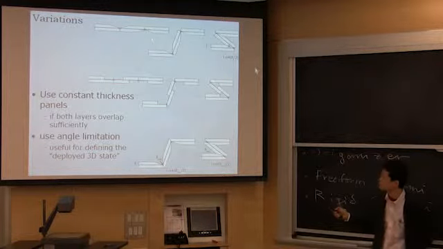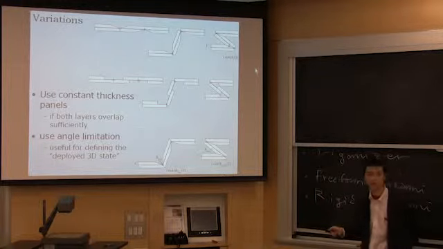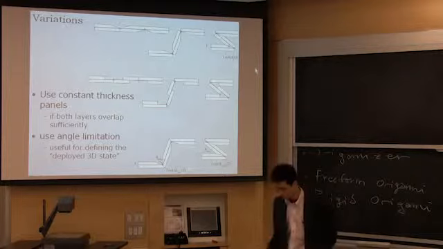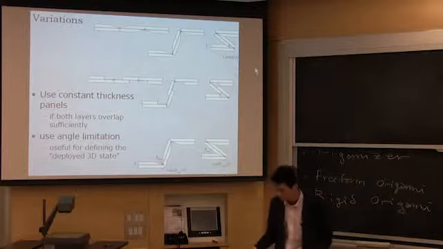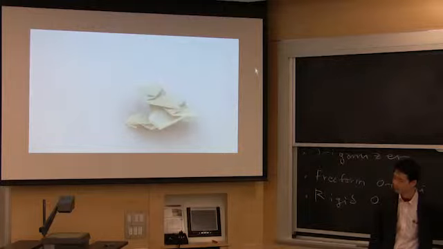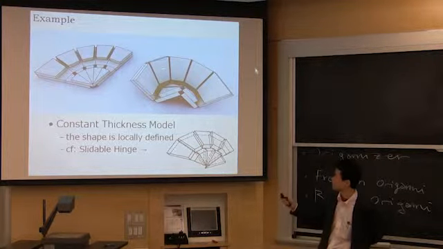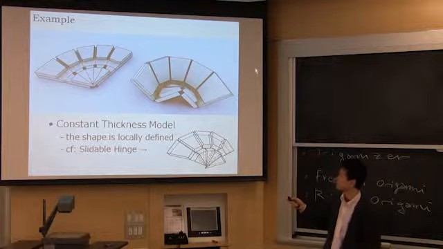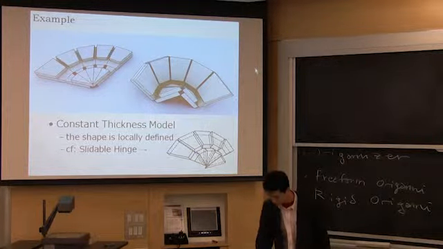And this can also be applied to constant thickness panels, which are easier to manufacture with only a 3-axis milling machine. Anyway, this is a thick panel, thick rigid origami using this method. Or this is an example using a constant thickness model where no error is accumulated, like this model, with a slidable hinge.